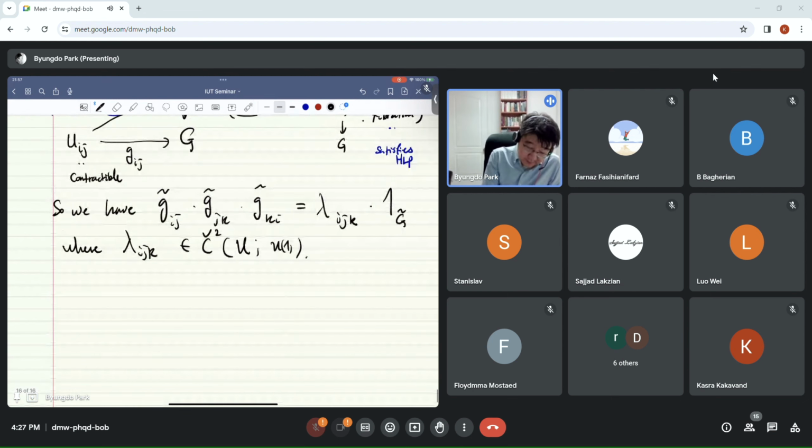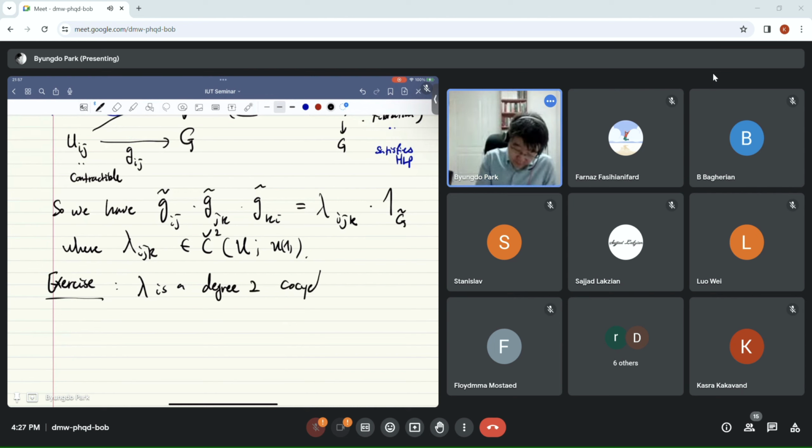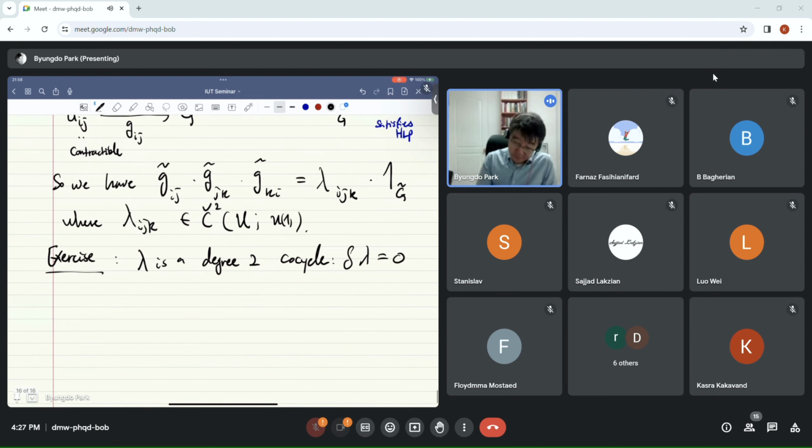Then it's a simple exercise to show that lambda is a degree 2 cocycle. So I said this is a cochain, but it actually satisfies delta lambda equals 0 on ijkl.